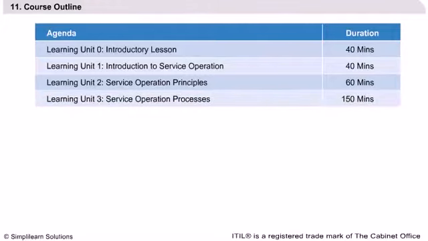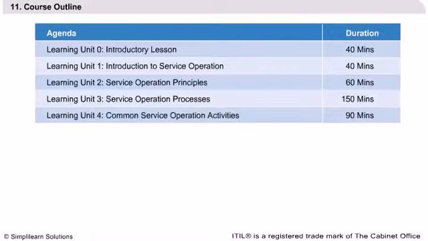Learning Unit 3 is about service operation processes. Here, the use, interaction, and value of each of the service operation processes, which are event management, incident management, request fulfillment, problem management, and access management, are discussed.